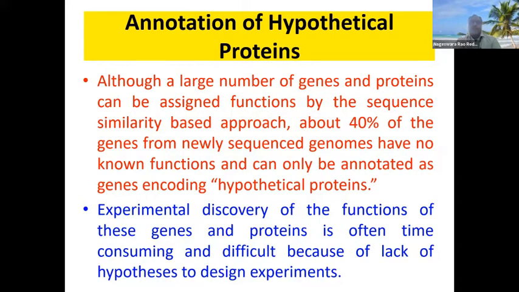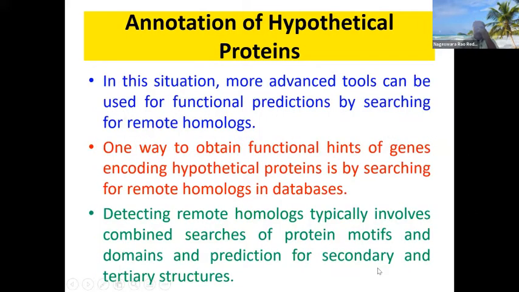So we don't have any rules to say that, okay, we have a hypothetical protein, follow these rules on the wet bench and identify the function. There is no standard or hard and fast rule to say do this experiment and you'll get the function of this protein. So in this situation, what can we do? We can predict the function of these hypothetical proteins by searching for remote homologs.